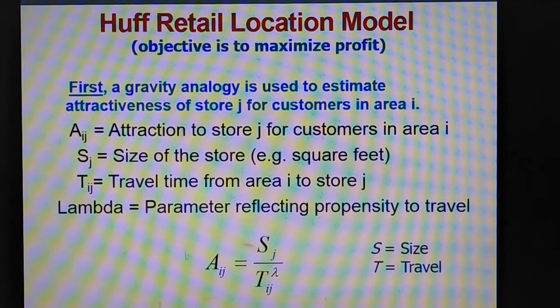And the formulation goes as A equal to attractiveness, which can be measured by S, the size of the store, how big it is, divided by T, the travel time by people to go to your store, which is store J, to the power of lambda. And this is the calculation of how attractive your new supermarket is for people to go to your new center.